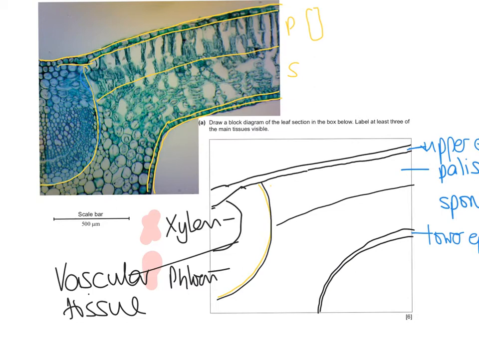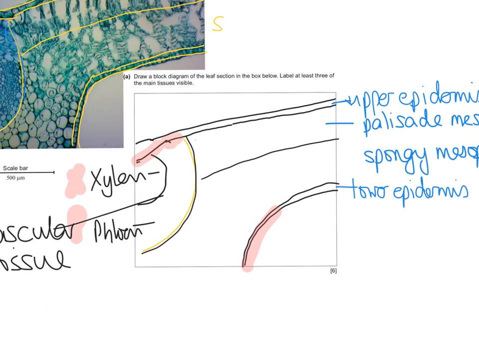Now, let's have a look. I should have drawn with clear lines. Now, I've been a little bit messy here. As I said, it's a wee bit messy there. If that was me, I'd be getting a rubber out, doing it again. That's not perfect, but it's very hard to draw on this device here. It says, draw a block diagram, label at least 3 of the main tissues visible. So what have I got? I've got upper epidermis and lower epidermis.